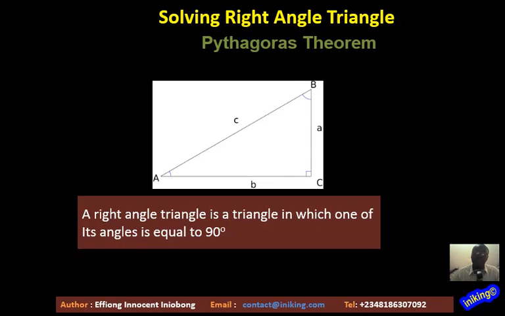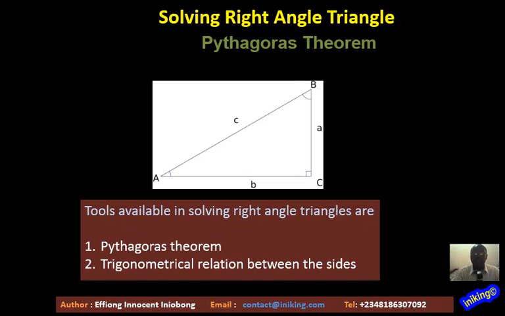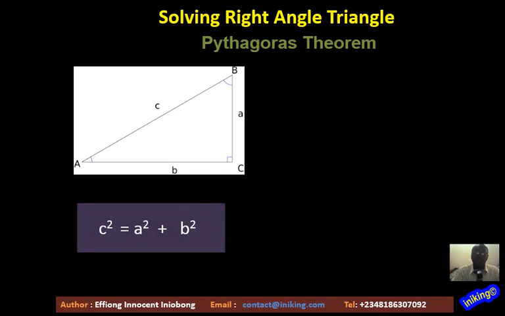How do I solve a right angle triangle? In solving the right angle triangle, questions will arise where we'll be asked to find the length of any of the three sides or any of the two other angles other than the angle that is 90 degrees. To do this, two tools are available. One is the Pythagoras Theorem, and the second one is using the trigonometrical relation between the sides, popularly referred to as the SOHCAHTOA. First, we look at Pythagoras Theorem.